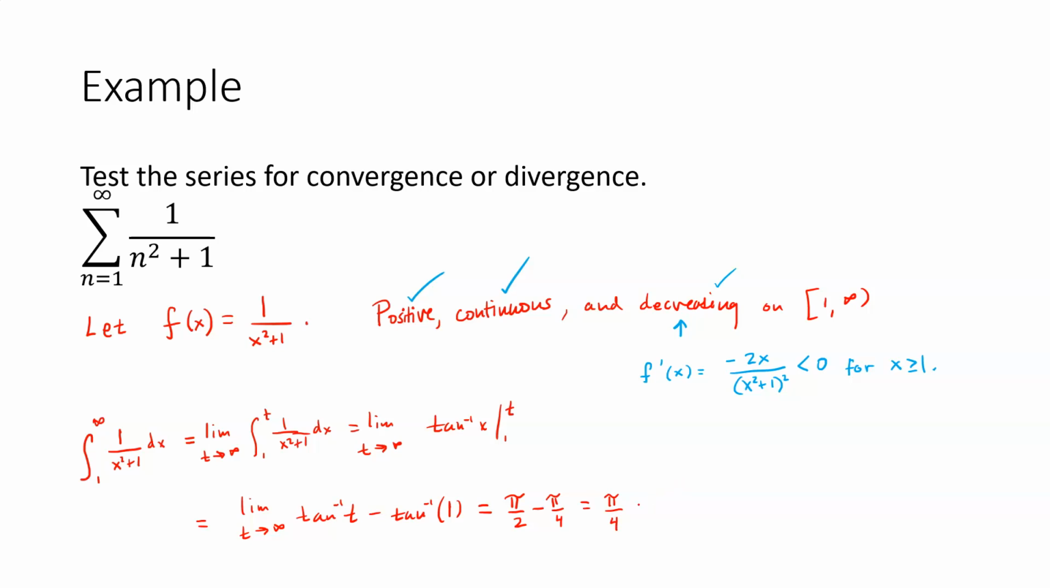So that tells us that because the improper integral converges, we know that the corresponding series must also converge, in this case using the integral test.